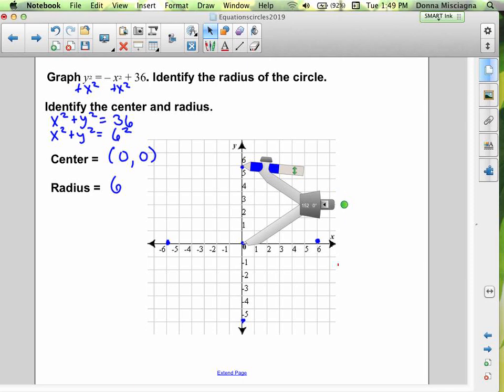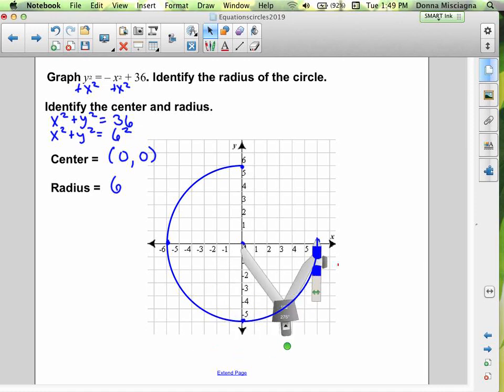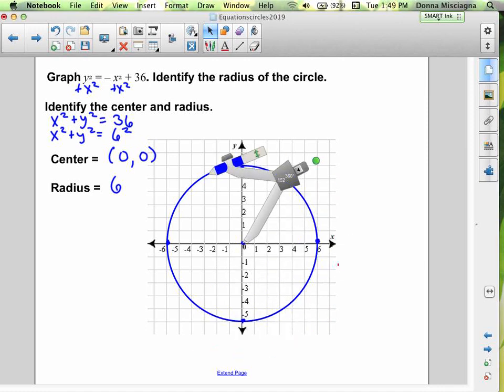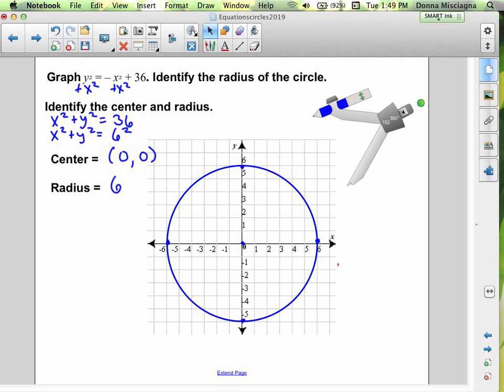Did I put the 1, 2, 3, 4, 5? No, I put it in the right spot. So I make sure that they didn't put the numbers below. That looks about right. All right, so here comes our circle. And there it is. We went through all of our points. That's a good circle. All right, so we have graphed the equation x squared plus y squared equals 36.